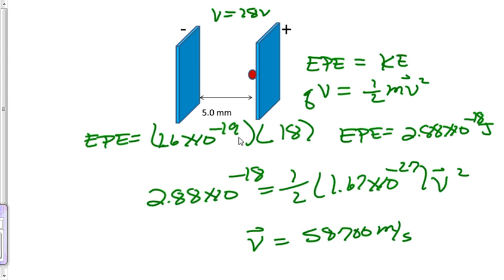Now again, there's still usually a little bit of confusion with the 1.6 times 10 to the minus 19 versus the 1.67 times 10 to the minus 27. The first value is the charge of a proton, using the q equals e equation, and the second is the mass of a proton. So the charge of a proton, mass of a proton. And the mass is what goes in the kinetic energy, 1/2 mv squared. So hopefully that helps you understand the difference between those two.